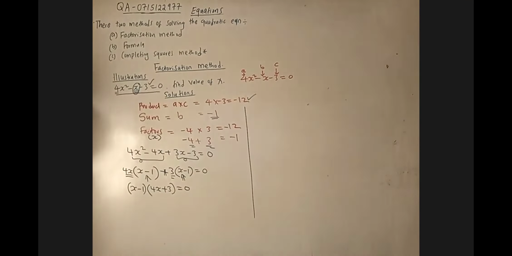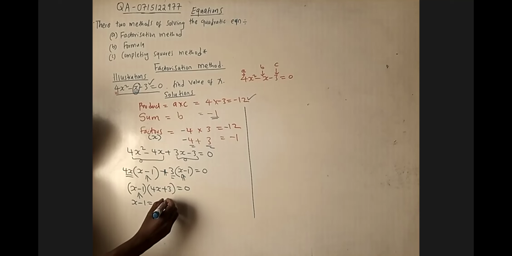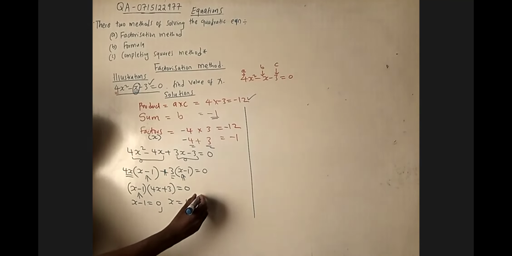So you can find the value of x. So itakuwa hivi, tutaanza na huyu. You start with this one. So x minus 1 is equal to 0. So x equals to 1. So that is number 1.